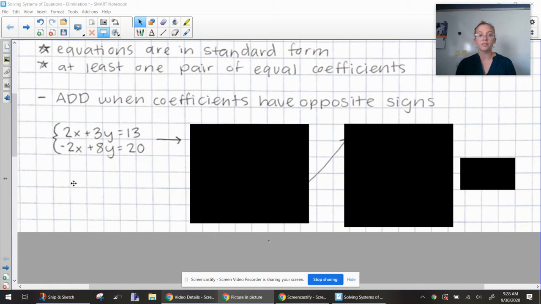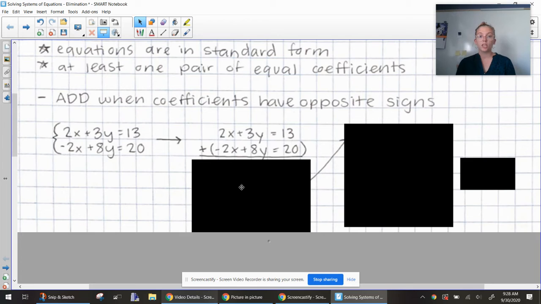So for example, 2x plus 3y equals 13 and negative 2x plus 8y equals 20. Well, the x's have the same coefficient. One is positive, one is negative. So we are going to add these equations together. 2x plus 3y equals 13, added to negative 2x plus 8y equals 20.